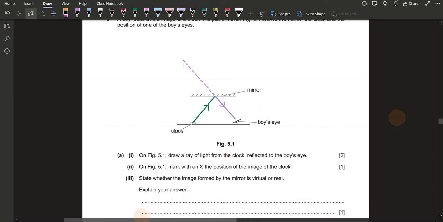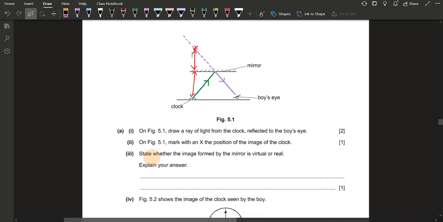So on figure 5.1, mark an X as the position of the image of the clock. So make sure you keep the distance between these both the same. This and this, the distance should be the same, and you mark the position of X over here. And this is going to be our answer for part A, I.